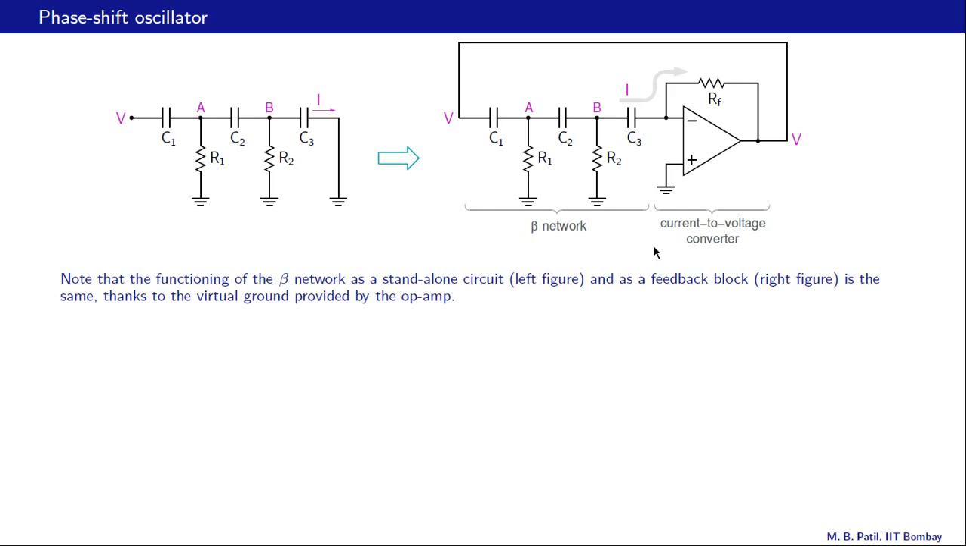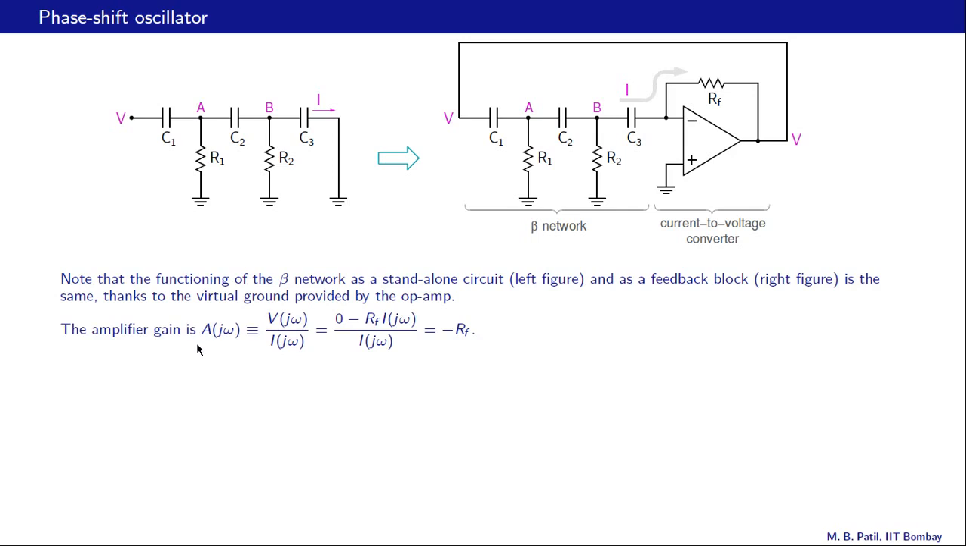Notice that our amplifier in this case is not a voltage to voltage amplifier, but a current to voltage amplifier. The reason for that is easy to understand. What is our beta? It is I divided by V, and that has units of conductance. Since we want A times beta to be 1, a dimensionless quantity, the units of A must be resistance. And that is what a current to voltage converter gives us.